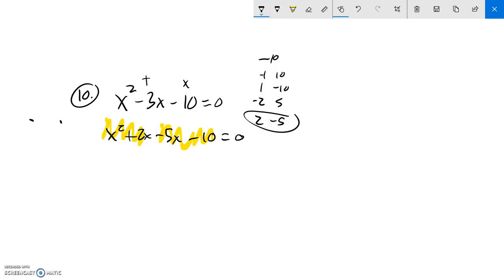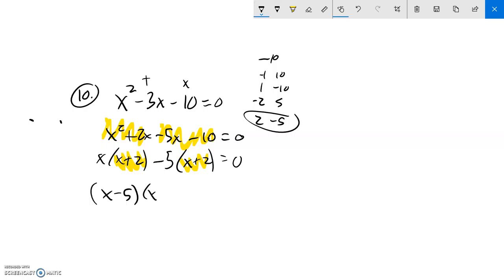Factoring each of those two groups. Here I could factor out an x. Here I could factor out a negative 5. And notice if I take out a negative, that makes this a positive 2. Which is good because now this matches this, and I can factor it out. So that leaves me x minus 5 times x plus 2 equals 0.